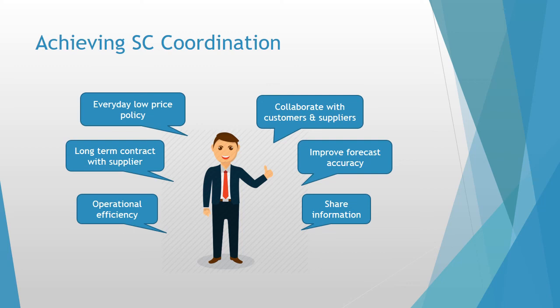Now in this slide, we will learn about achieving supply chain coordination. Having identified obstacles to coordination, we now focus on actions a manager can take to help overcome the obstacles and achieve coordination in the supply chain. The following actions are: everyday low price policy, collaborating with customers and suppliers, improving forecast accuracy, sharing information, long-term contracts with suppliers, and operational efficiency.